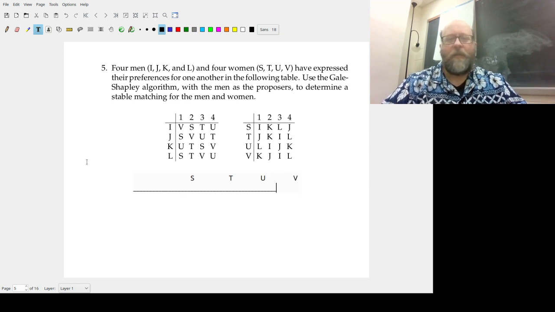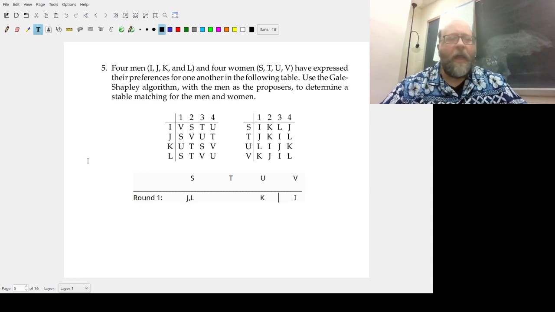All right, let's see what happens. In round 1, everybody approaches their first choice. So J and L both approach S, K approaches U, and I approaches V. So S prefers L over J.